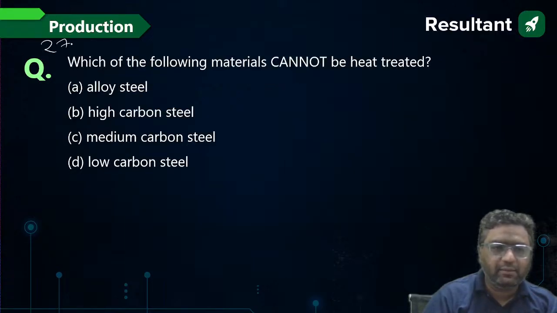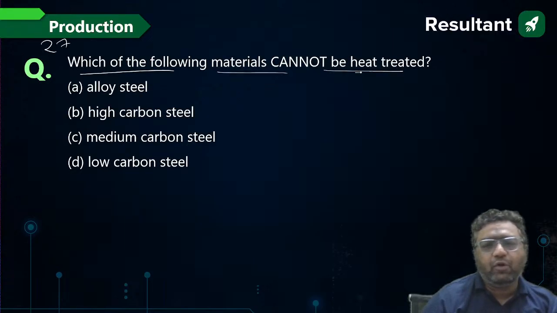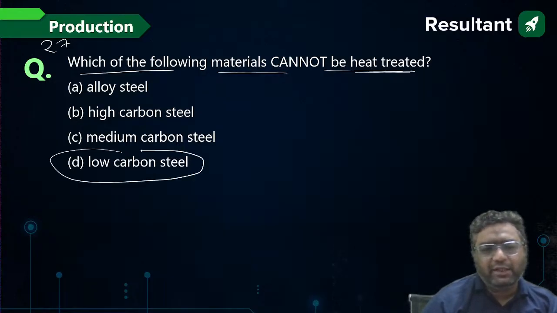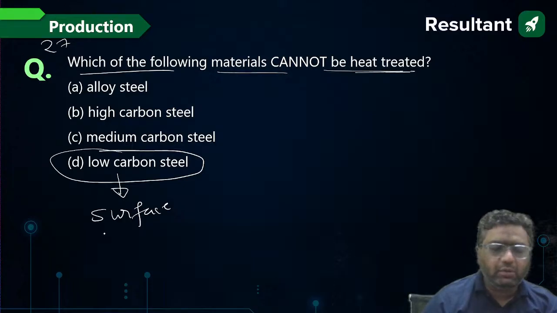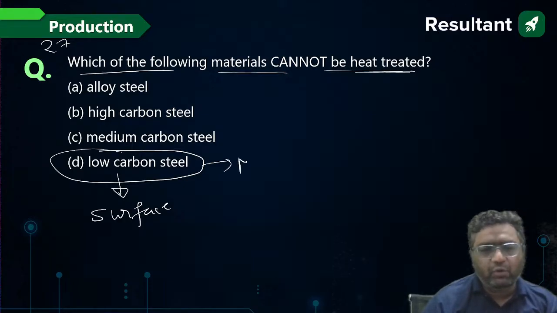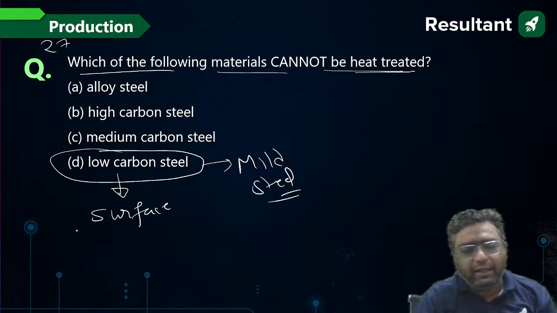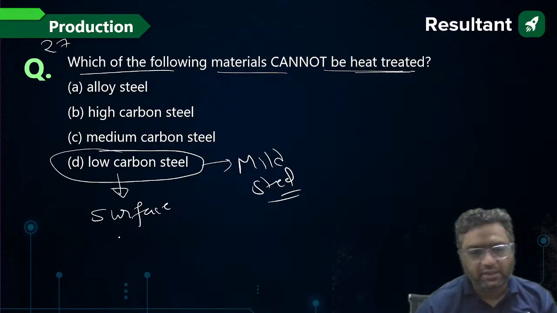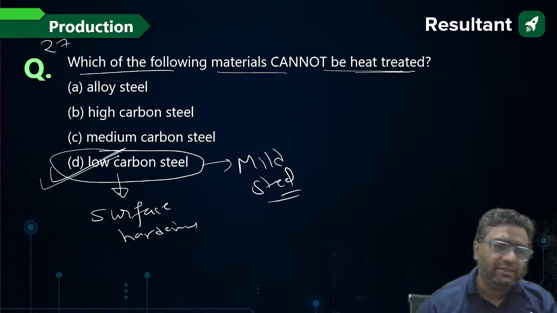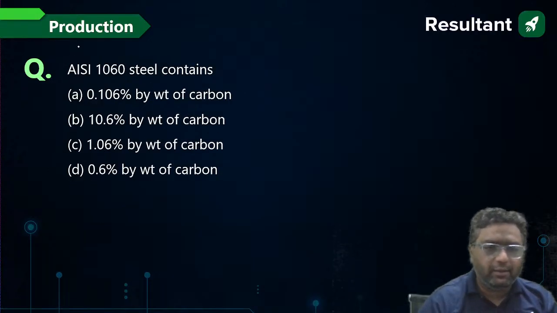Next is which of the following materials cannot be heat treated? If you remember, I told you low carbon steels generally can be done only with surface hardening process. Other processes, it does not give response. That's why we call it mild steel. Mild steel, the name itself is because it does not give response to the heat treatment process. Only surface hardening process can be done on this. So answer is D for this.